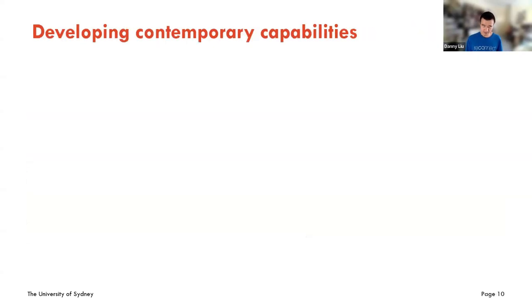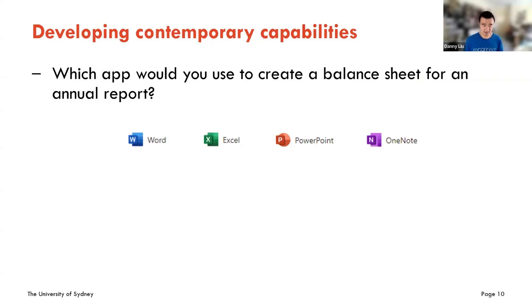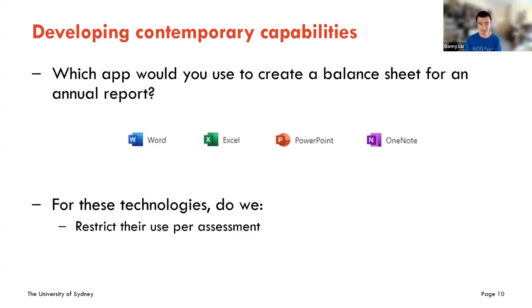The whole point of what we're trying to do with students at a higher education level is we're trying to develop in them these contemporary capabilities which are going to be relevant for their future. We take a step sideways and think about this question here. Which app would you use to create a balance sheet for an annual report? When we show students these apps and how to use it, we know students have access to all of these applications and we can't stop or restrict or deny them access.